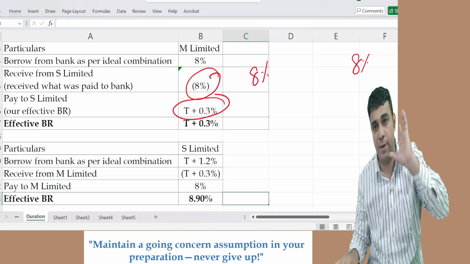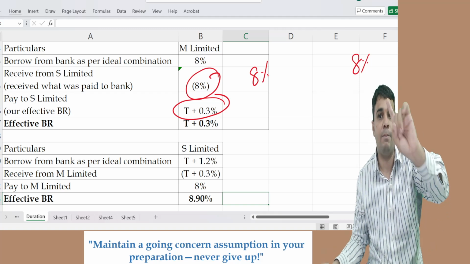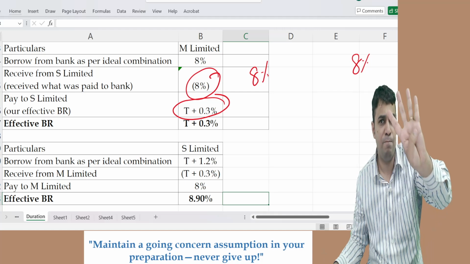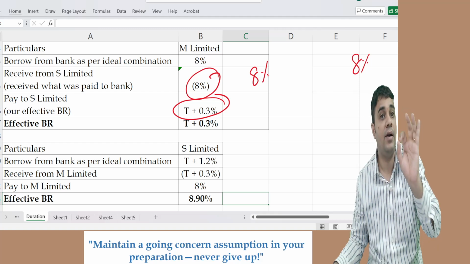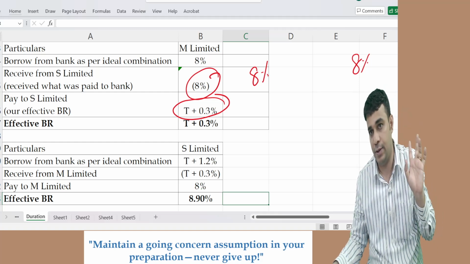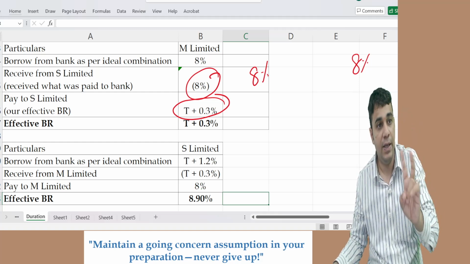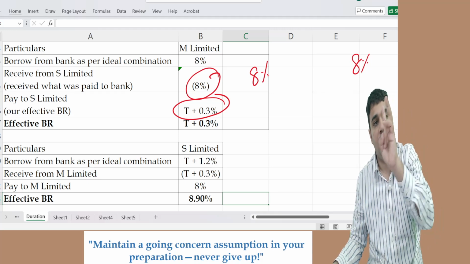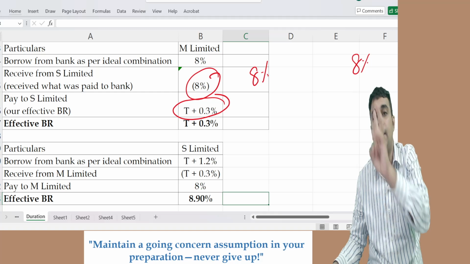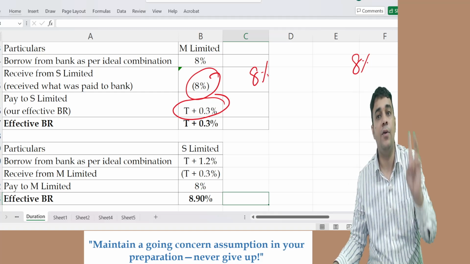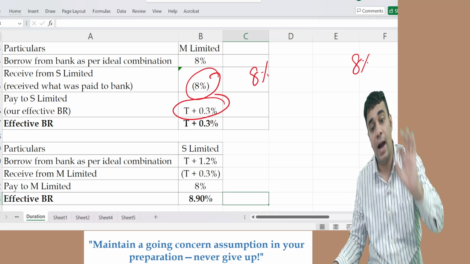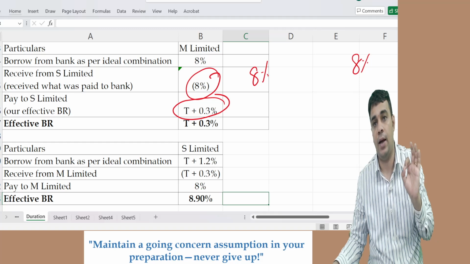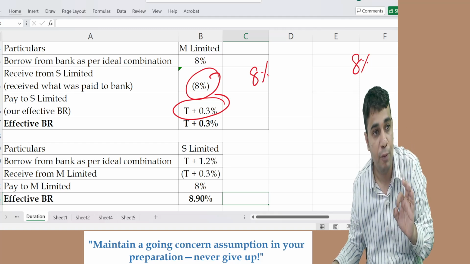I'll repeat the explanation again. Take company 1, four simple steps. Borrow as per the ideal combination. Whatever rate you pay, receive from the second company, and pay your effective borrowing rate. What do you do for the second company? Balancing figures. Ultimately, it has to match 8.9.